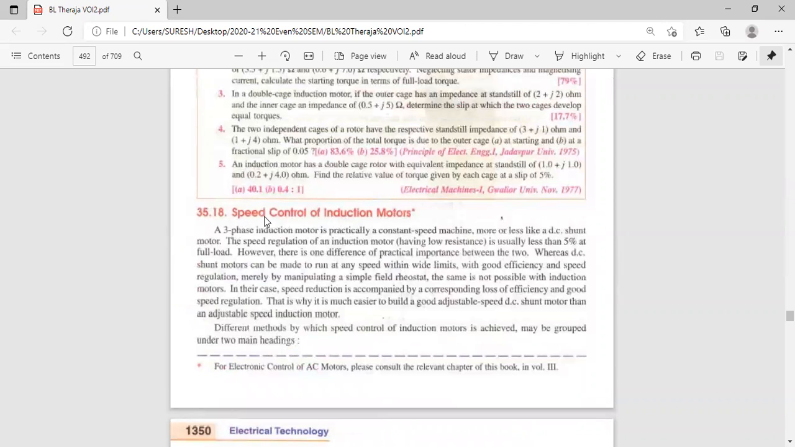In the exam, don't confuse speed control and starting methods. Starting method is to reduce the current, but speed control is how to control the speed of the induction motor. In exams, some students are writing starting methods for speed control. Please don't confuse.